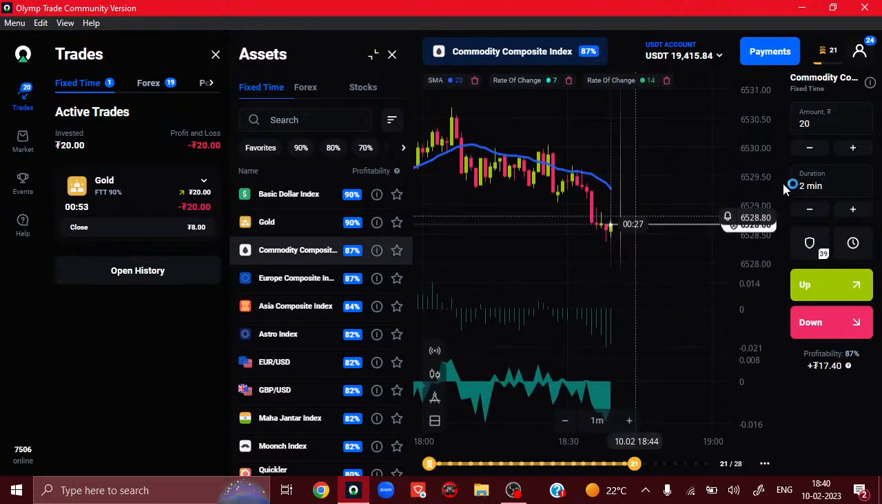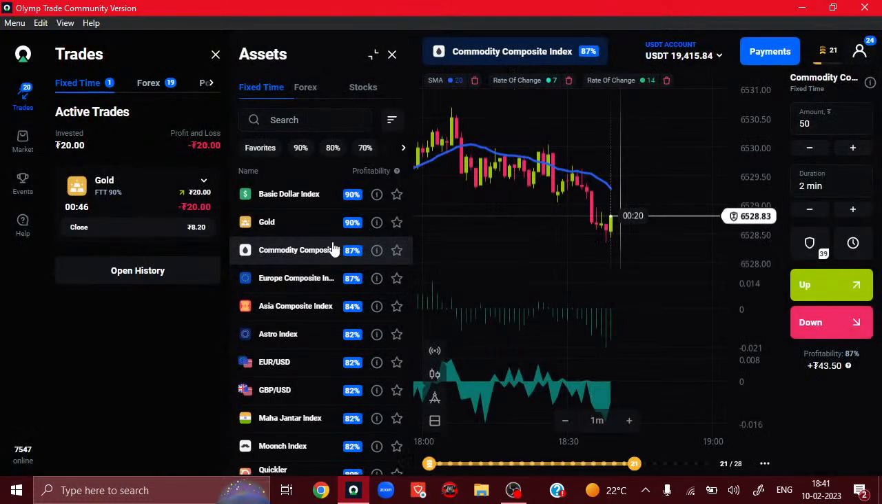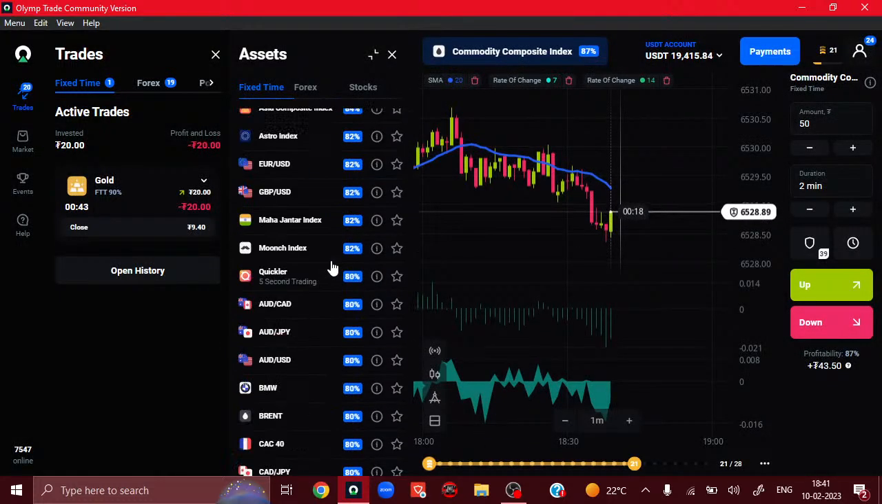Okay, let us try to find another entry. The next trade, I will increase the amount to 50 so that the previous loss is recovered and we get some profit as well.